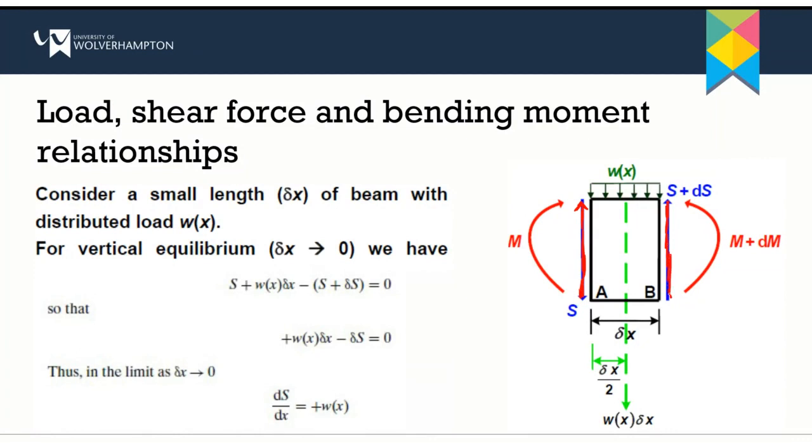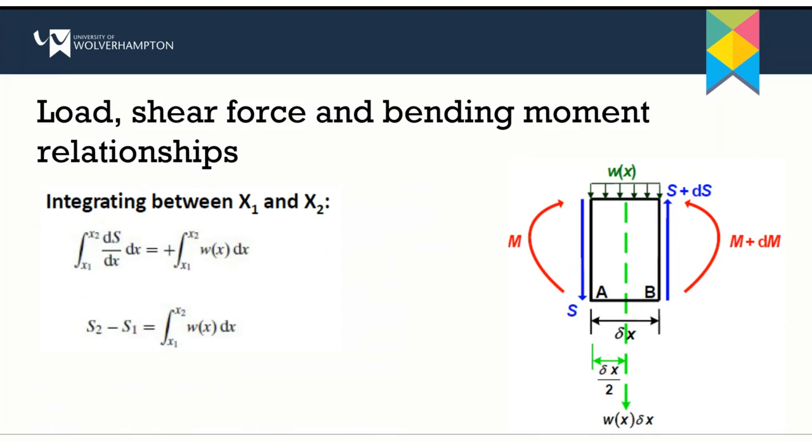And downwards. So the shear at B will be S plus the change in shear, dS. But dS is Wx times the distance, if we apply the equations of equilibrium in the Y direction. So we know that dS over dx is the uniformly distributed load. Now, this is a differential equation. If we integrate that, we can get the change in shear. So the integral between these two points of dS over dx will be the shear at point B minus the shear at point A, which is the integral of the function for the UDL.